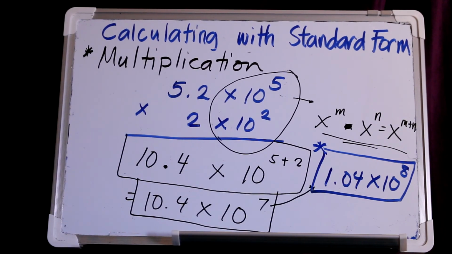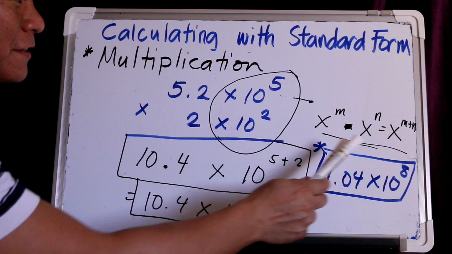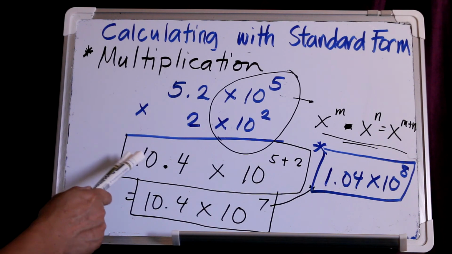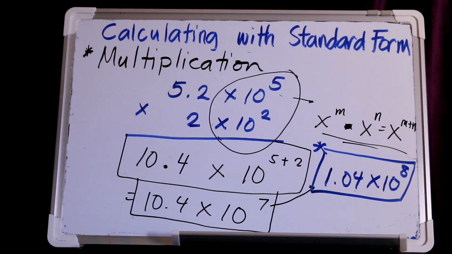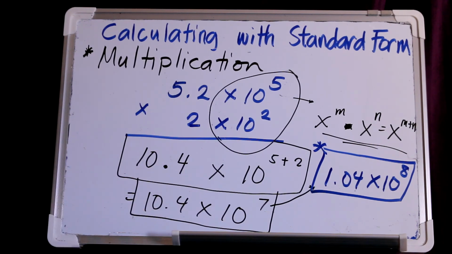Again, what did we do? We simply follow the law of indices for multiplication. So if you have x raised to the power m multiplied by x raised to the power n, the powers will be added together. So that means it becomes 10 raised to the power 7. And for this side, you are going to multiply the usual way, and then you are going to write it here with your 10 raised to the power 7. It's easy, right?